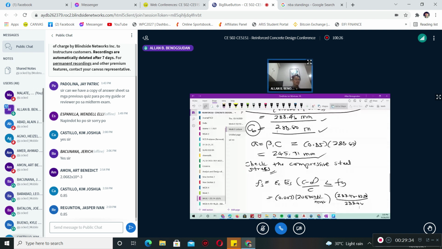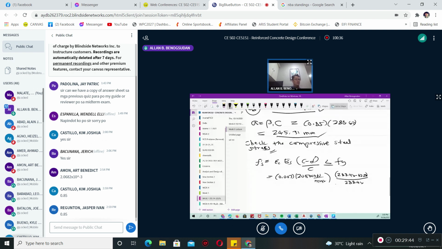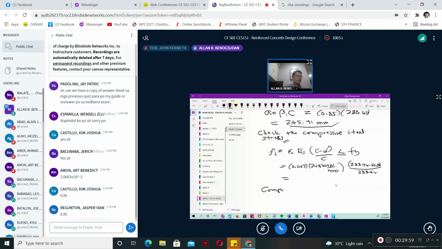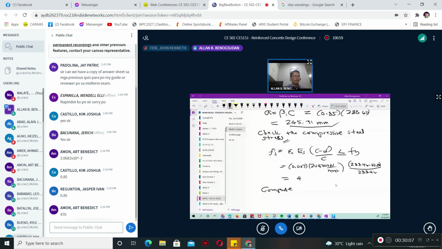Pakisolve na please. How much is that? Obias, ikaw na lang. Pakitulungan niyo si Obias, Natividad, or anybody here. Padulina, please just compute this in your calculator. How much is that? 470 po, sir. 470 MPa. Compute.